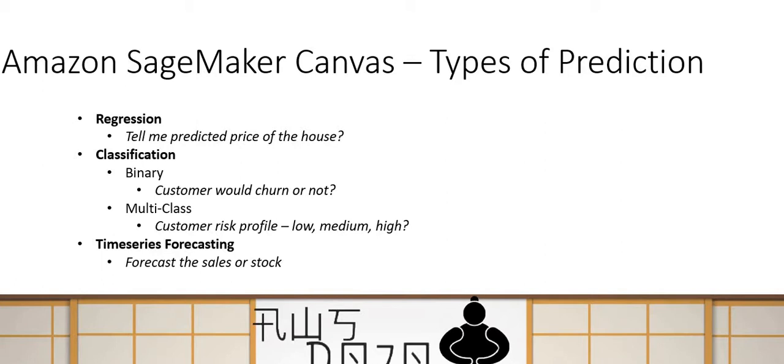You can solve classification problems, both binary and multi-class. Binary is, for instance, will this customer churn or not? The answer is yes or no, so it is a binary classification problem. That kind of problem you can solve using Amazon SageMaker Canvas. Or you can go for multi-class problems. So looking at the customer profile, tell me what kind of risk this customer profile has. Is it low, medium, high? So it's a multi-class scenario.